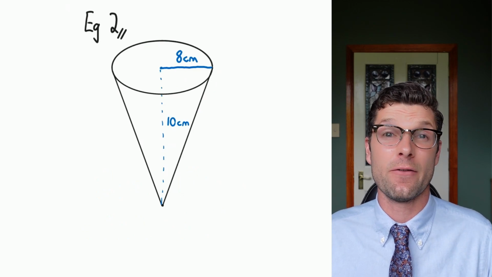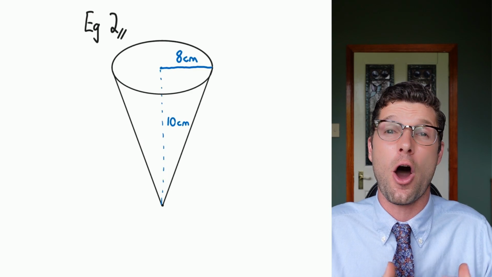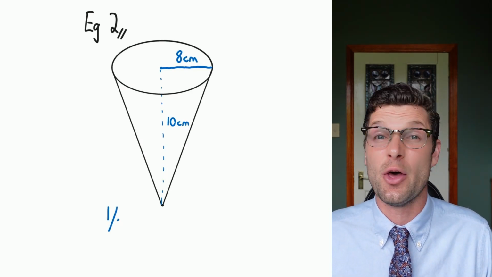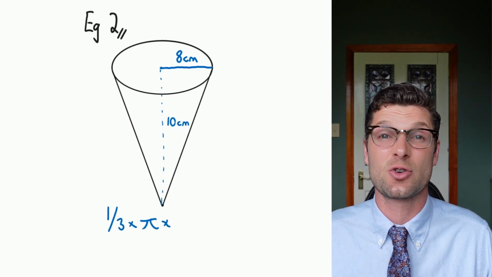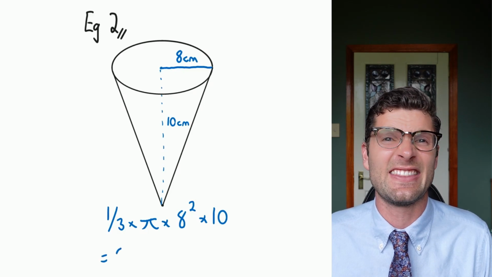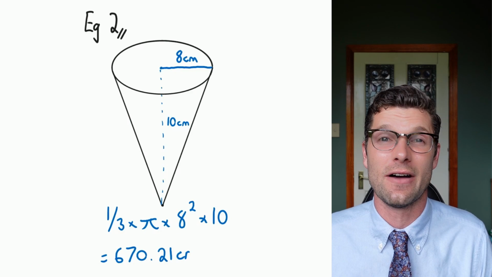So for this next one, we've got to find the volume of the cone, and it's the exact same principle. A third of the area of the base, which is the circle, multiplied by the height. So for this one, it would just be a third multiplied by pi times 8 squared multiplied by 10, because that's the height. If I throw that into my calculator, I get the answer of 670.21 centimeters cubed, and that's all I've got to do.